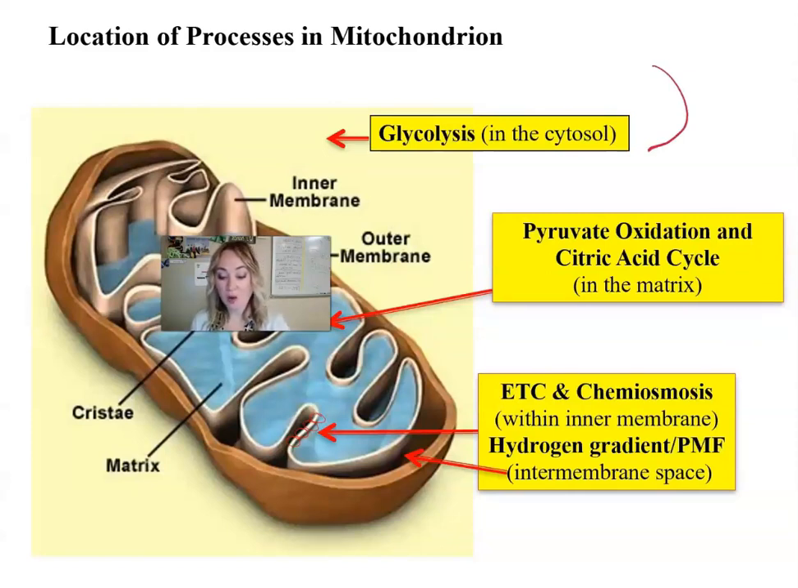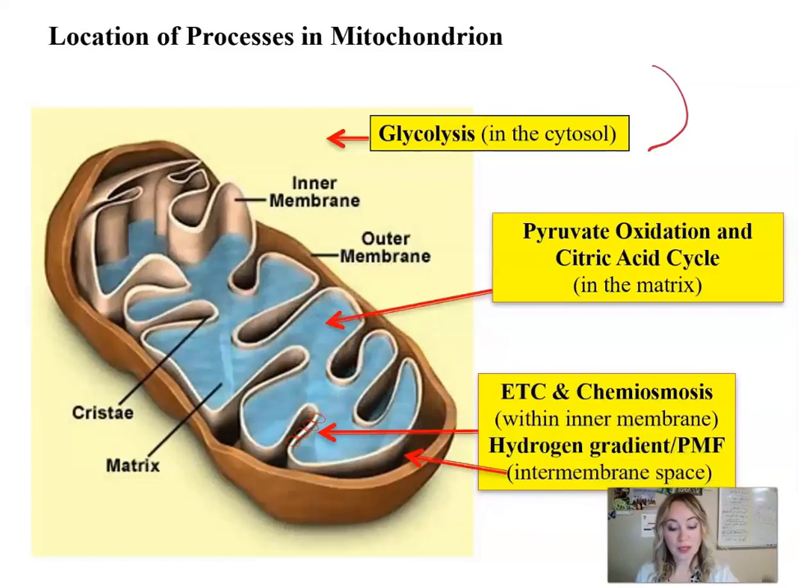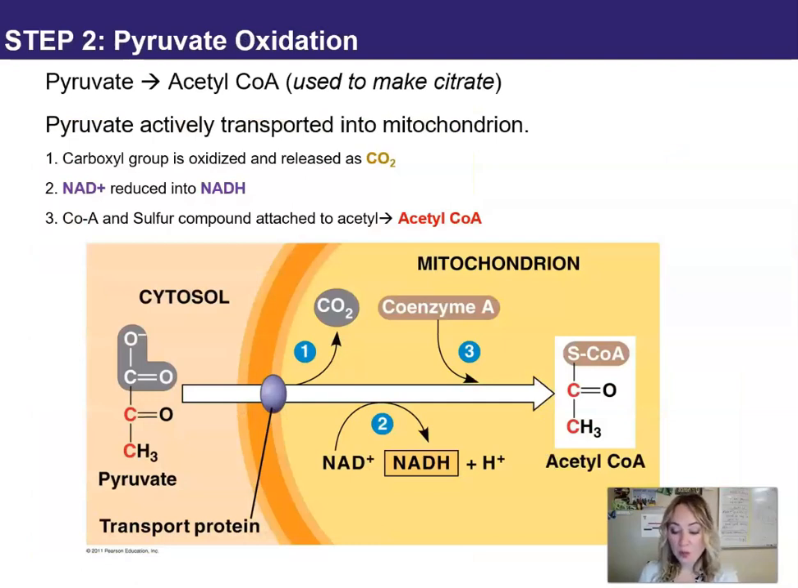So notice now we're actually moving into the mitochondria, specifically into the mitochondria matrix. So pyruvate will be transported into the mitochondria matrix, and this is where pyruvate oxidation is going to take place. The bond, notice right here, is going to be cleaved, and carbon dioxide will be given off as waste product. The electrons are going to be released and captured by NAD+.